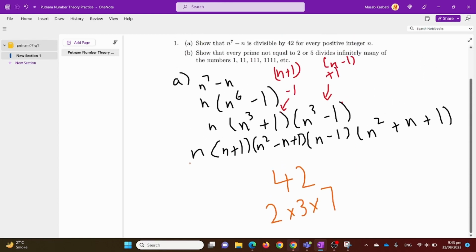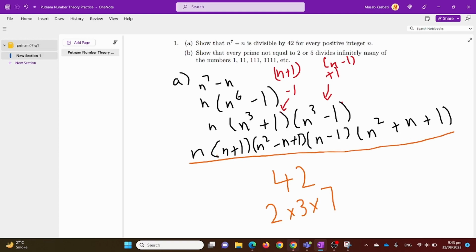What's really nice about this whole expression is that everything here is multiplying. So if I can show that whatever this is, it's going to be a multiple of 2, a multiple of 3, and a multiple of 7, then that would show that it is overall a multiple of 42. Now that's very wishful, right?